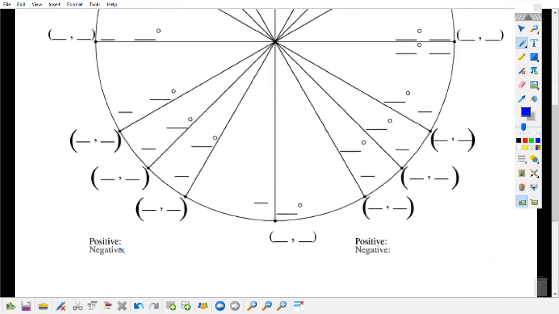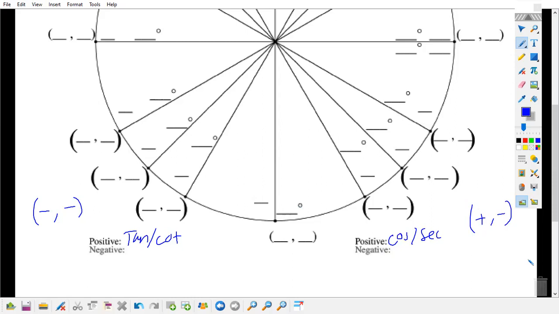Here in quadrant 3, only tan and cotangent are positive. That's because you have a negative X and a negative Y. A negative divided by a negative makes a positive. In quadrant 4, the only things that are positive are cosine and secant. That's because you have a positive X and a negative Y.